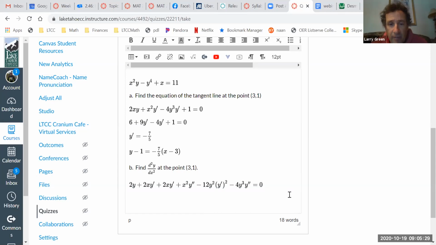Now I want to note something. We know that we're at (3, 1). We've already done some of the work for plugging in. What value do we need to plug in besides just 3 and 1? The value of y prime. Yes, we already have y prime as -7/5. So -7/5 is going to go in for y prime, 3 for x, and 1 for y. So now I'm going to plug in.